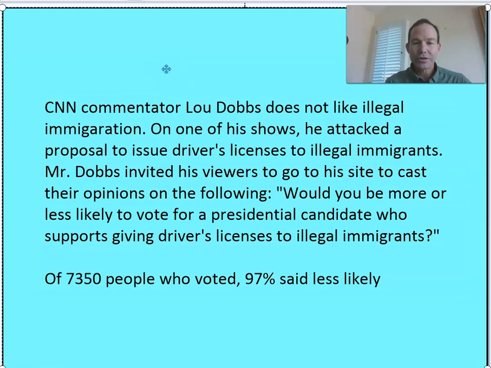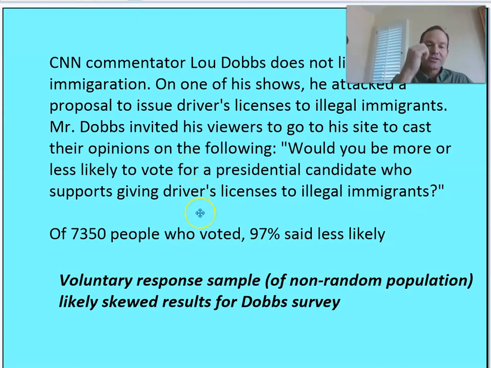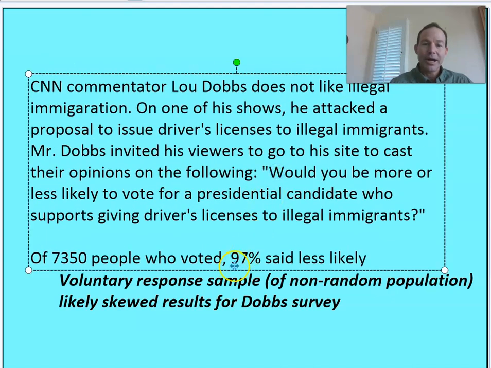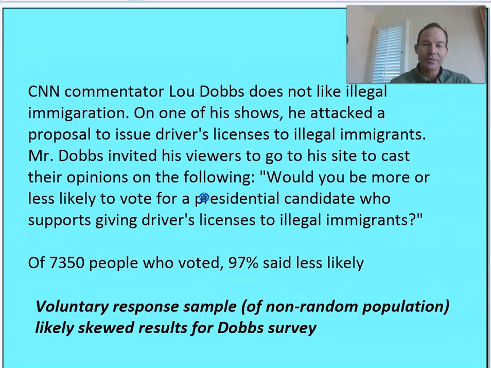Mr. Dobbs invited his viewers to go to his site to cast their opinions on the following: Would you be more or less likely to vote for a presidential candidate who supports giving driver's licenses to illegal immigrants? Out of the 7,350 people who voted, 97% said less likely. All right, so we have a problem with this because it's a voluntary response sample. And by the way, you're selecting from a non-random population. Really, you're selecting from people who typically would have Lou Dobbs' biased views of illegal immigration.